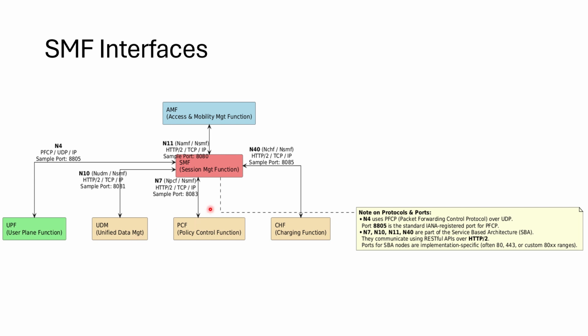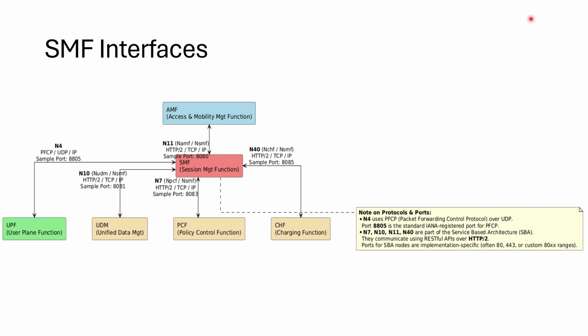Then we have the N7 interface, that is from SMF to PCF. The PCF, Policy Control Function, holds the rules. So the SMF asks the PCF over the N7 interface what speed limit this user should get, and whether there are any specific charging rules for that particular traffic. And here the SMF takes these rules and pushes them down to the UPF via the N4 interface.